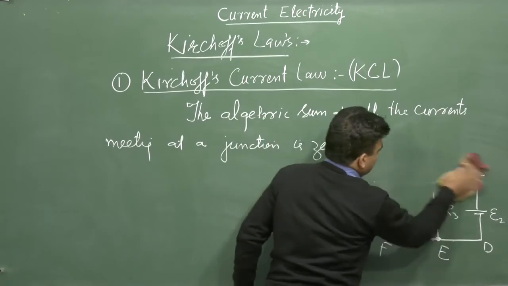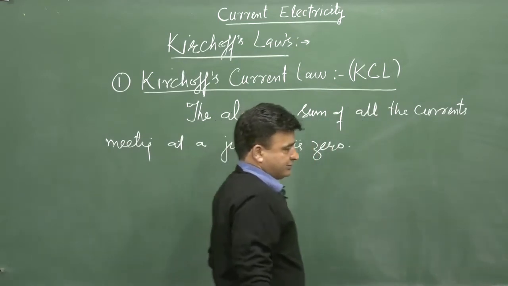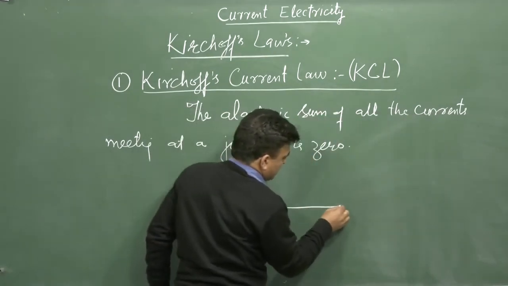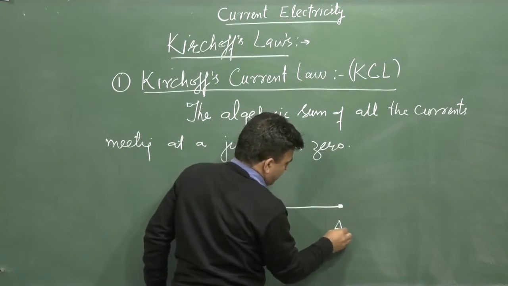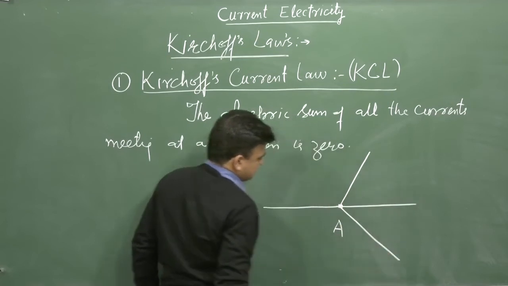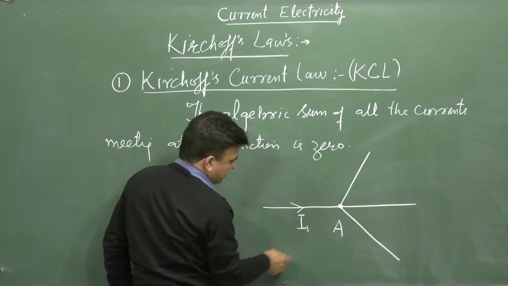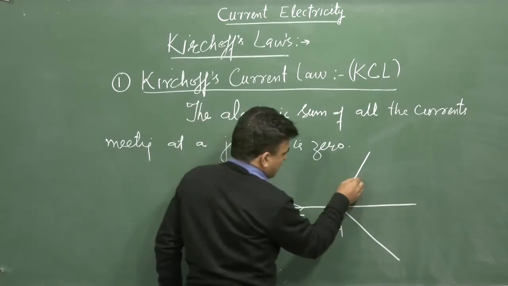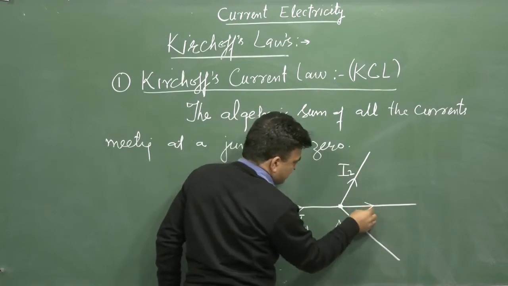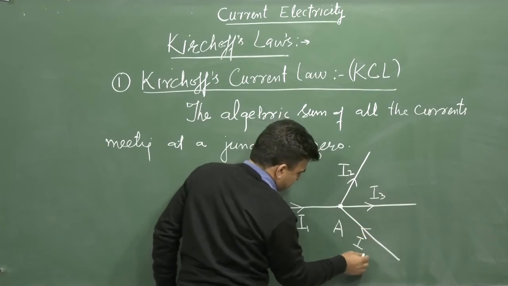Now, let us apply this law to the junction A formed by the branches as shown like this. Let us suppose that in this branch I1 current is coming towards the junction, I2 current is leaving the junction, I3 is leaving, and I4 is coming in.